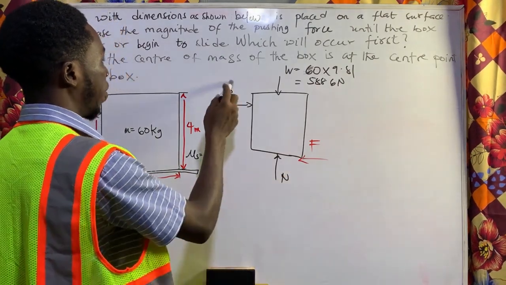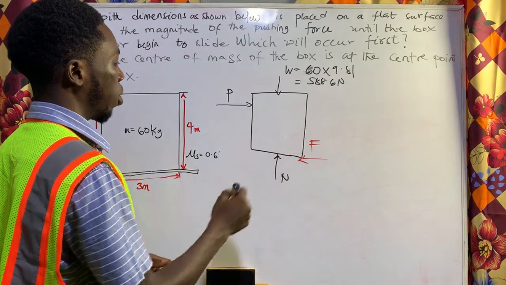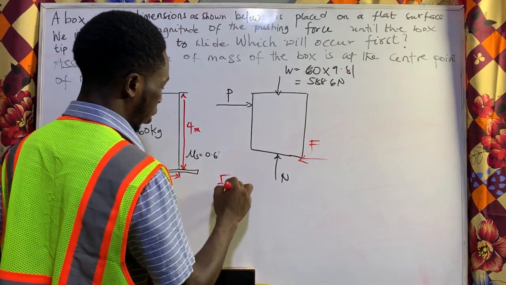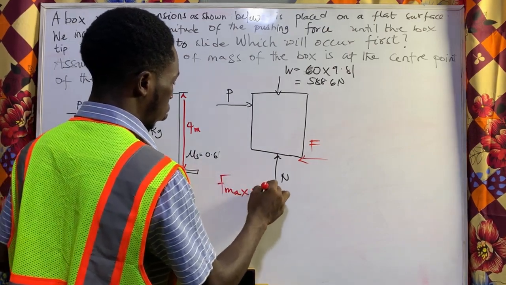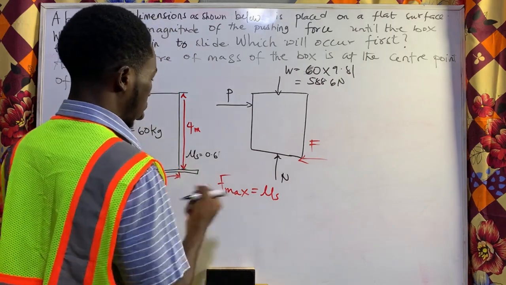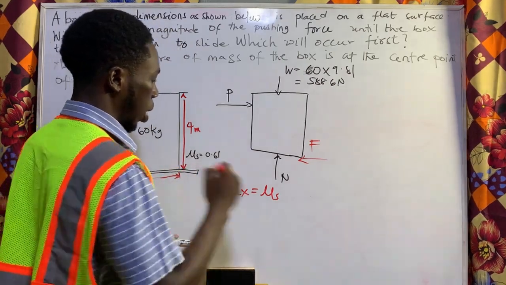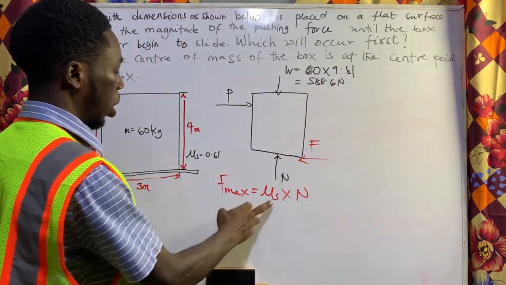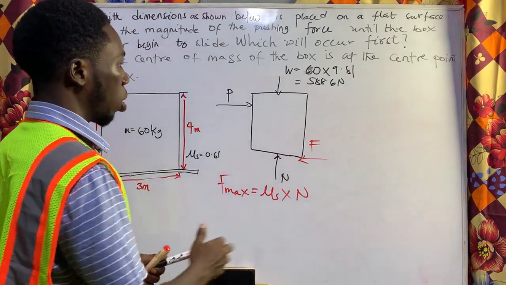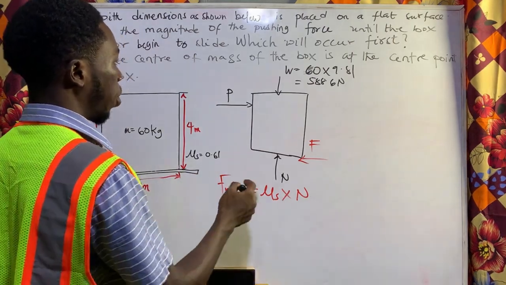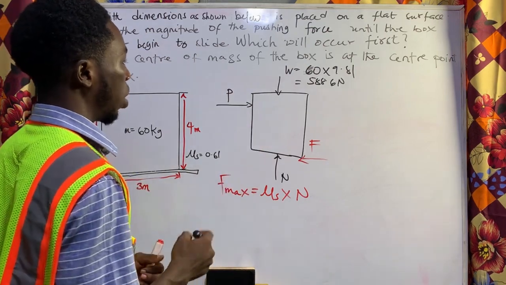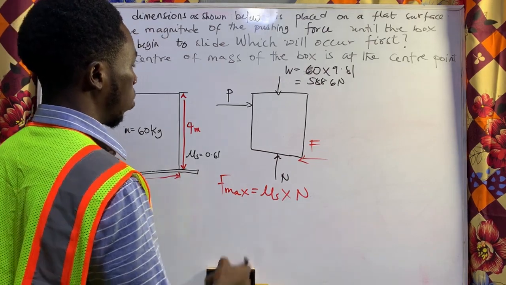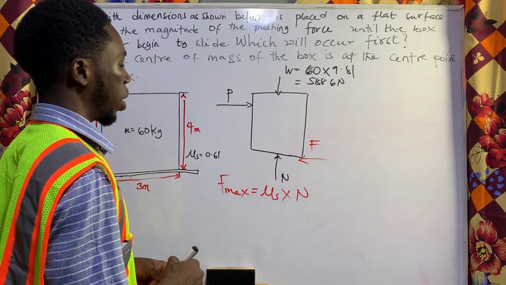For us to be able to tell the value of P, we just have to calculate the maximum value of friction. So let's look at that. The maximum value of friction will be equal to the coefficient of static friction times the normal reaction force. All right. So let's look at how you're going to do this. This value is already given to us as 0.61. What about the normal force? The normal force is balancing the weight force. So the normal force will be the same as the weight force, but it will just be in the opposite direction. Let's keep that in mind. So the normal force will also be 588.6 newtons.